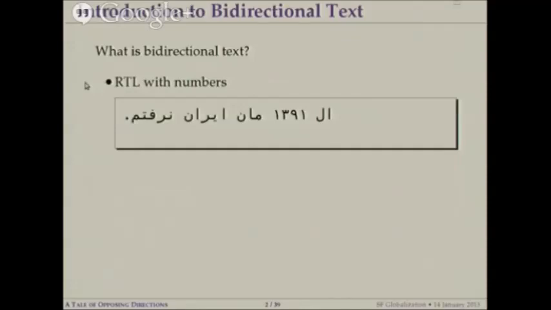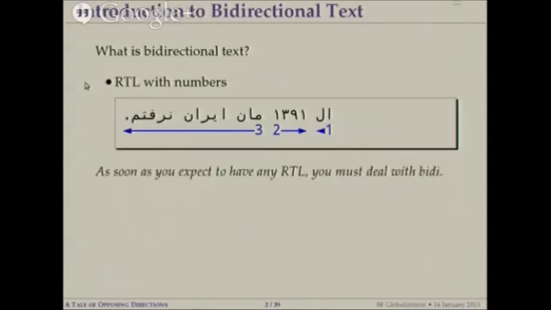Bidirectional text also occurs even if you have a purely right to left language, because numbers, even the numbers in the Arabic script, are left to right. So as you can see, this paragraph generally goes from right to left, but there's this little number there that goes from left to right. So basically, as soon as you expect to have any right to left text, you're going to have to deal with Bidi.